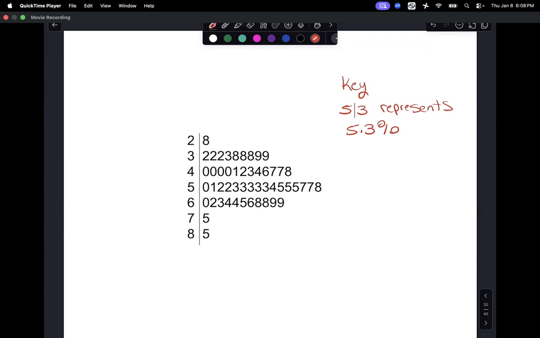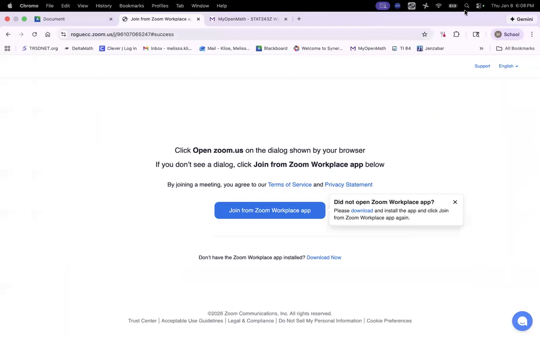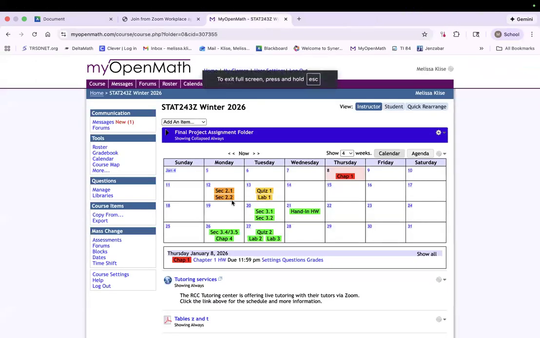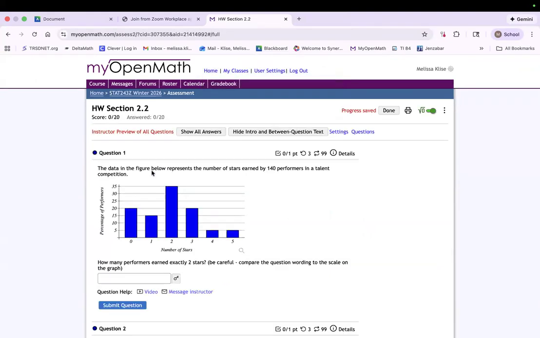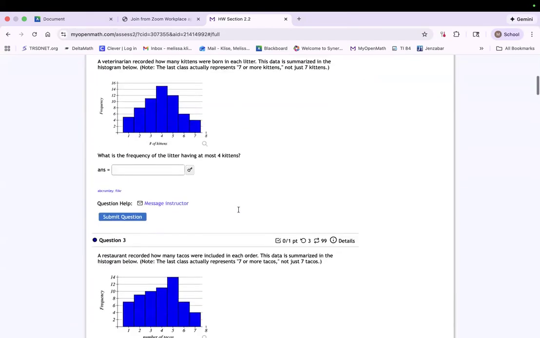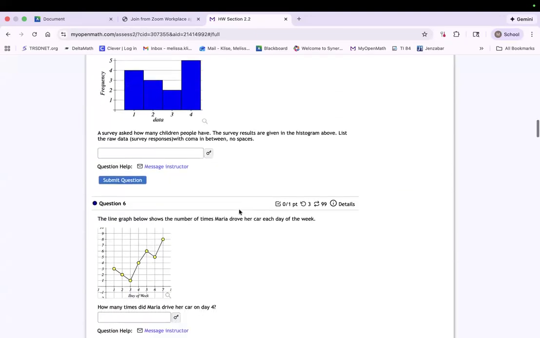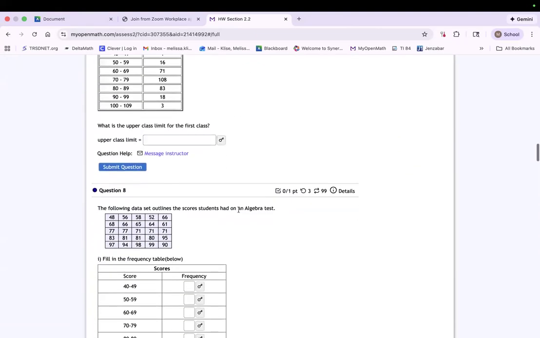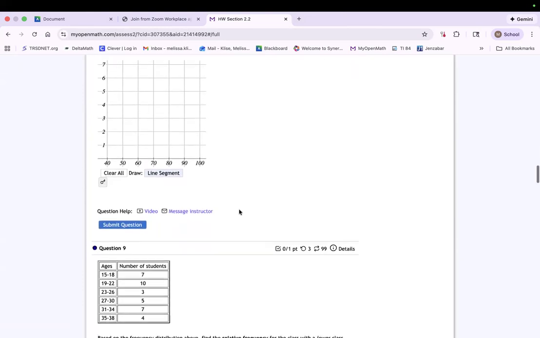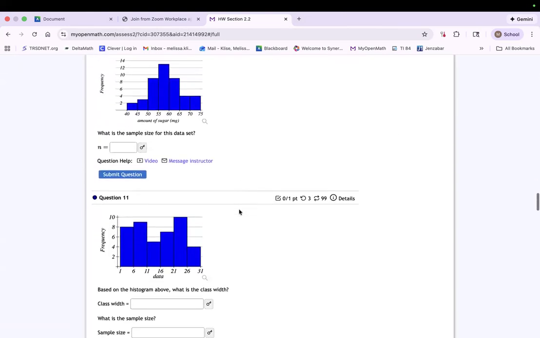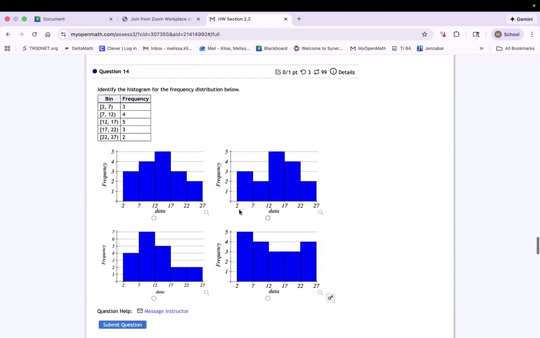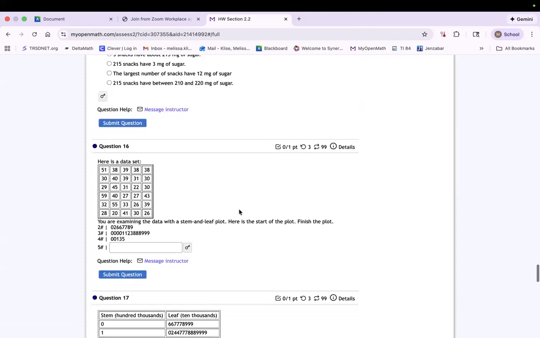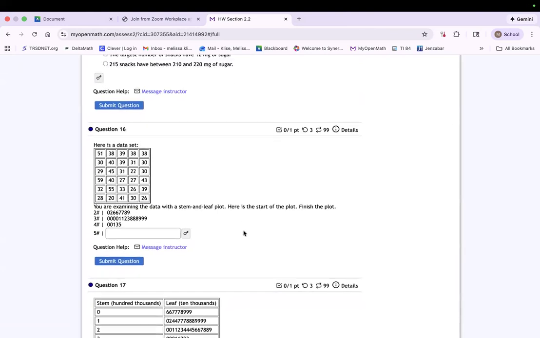Oh, so there is one in my OpenMath? I believe so. Okay, I'm going to take a look real quick just because I'm dying to see it. Okay, I'm guessing it's the 2.2 homework, because it wouldn't be in 2.1, I don't think. Let's take a look. All right, let's see. I'm scrolling. Okay, that's not it. And see, the thing is there's more than one version of the homework, so maybe not. No, that one's not. That's a frequency histogram. Oh, yes, there it is. There it is right there. Okay, let's take a look.